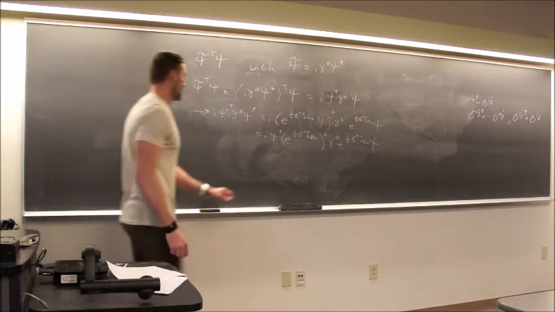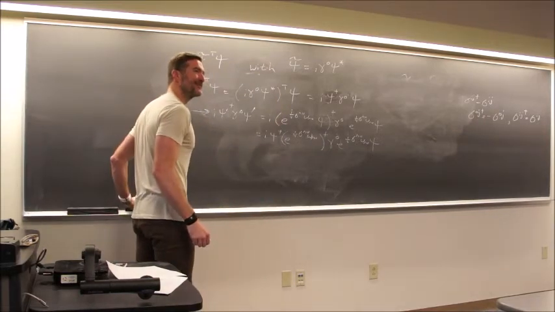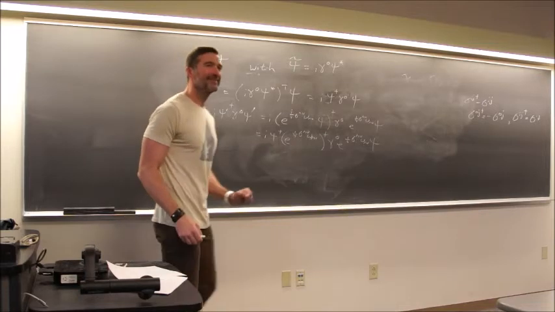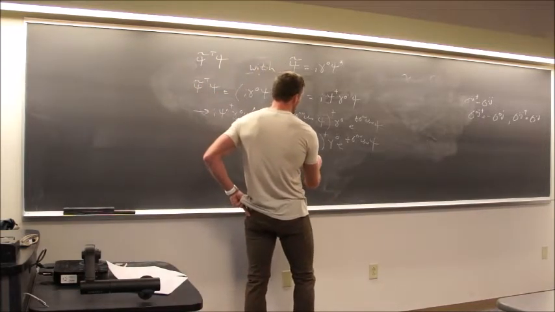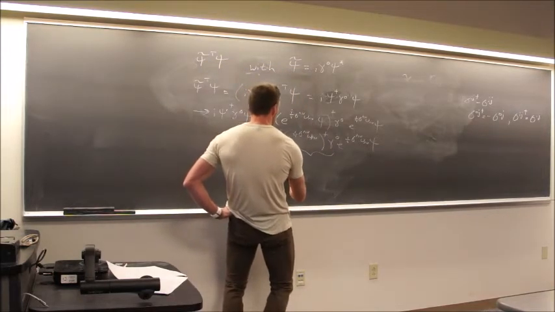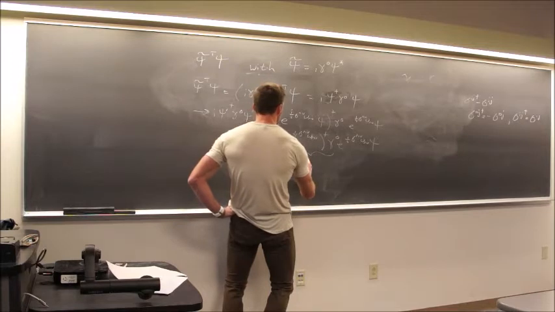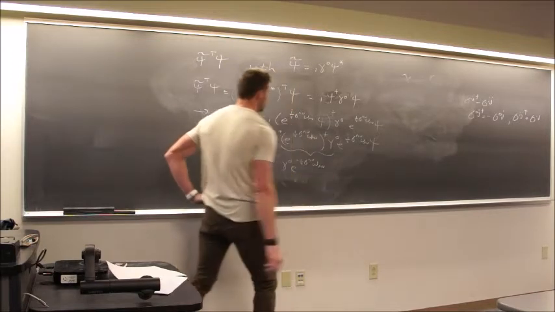Okay. Well, I am not going to show you why, because you're going to do it in your homework. And if you've looked at the homework, you've already seen it. But this guy right here, it turns out is exactly gamma naught e to the minus i over 4 sigma mu nu omega mu nu.